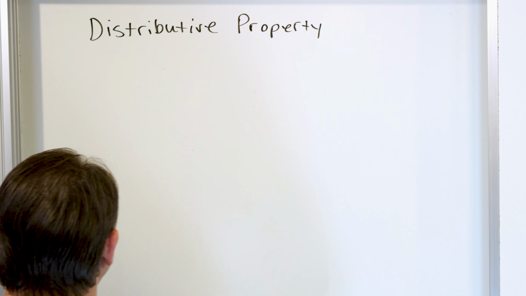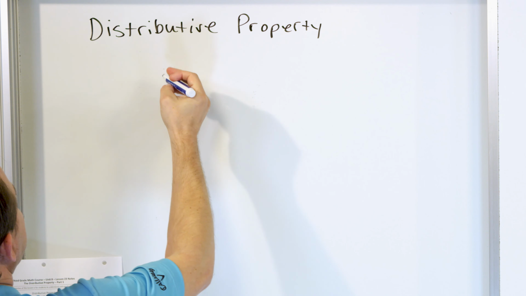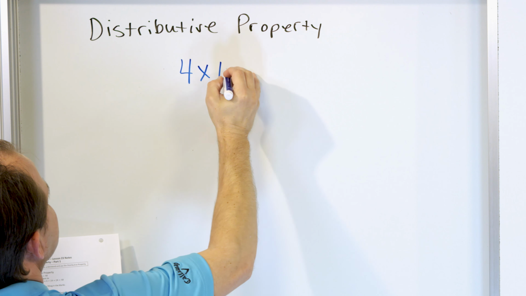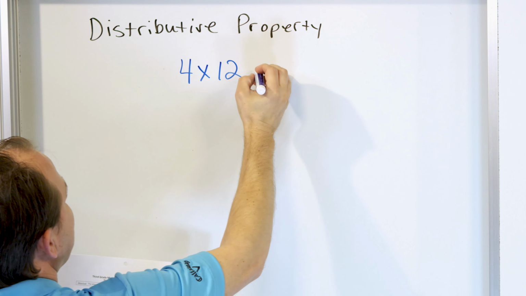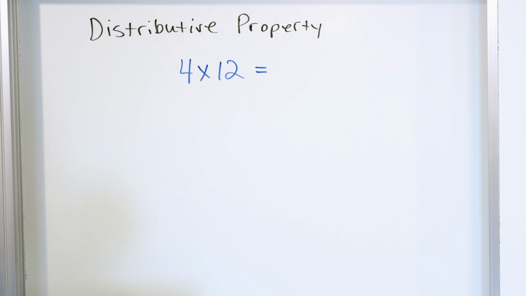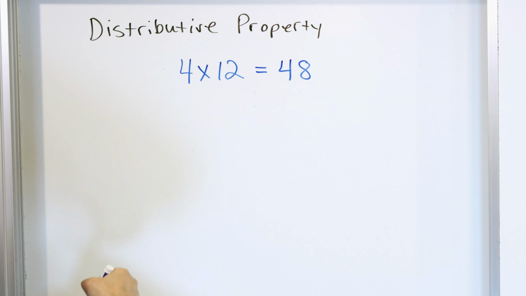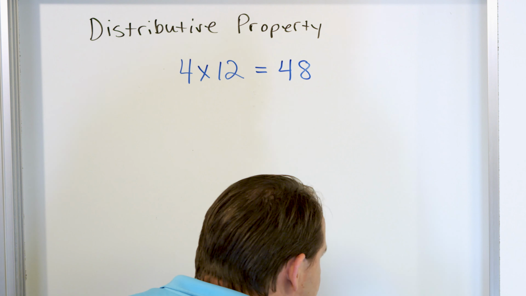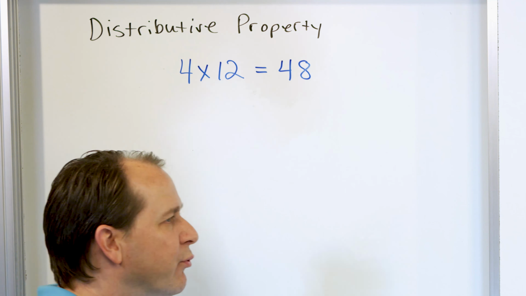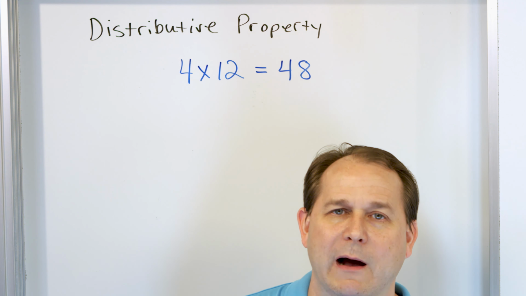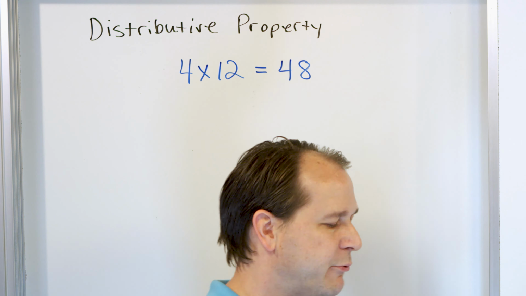Distributive property. Let's say we take a multiplication problem like this. Let's say we have 4 times 12. Now you all know what 4 times 12 is from your multiplication tables. You know that 4 times 12 is 48. So we know the answer to this problem. And of course, we can just use this in problems. We know that 4 times 12 is 48. However, I'm going to rewrite the problem to show you how distributive property works.